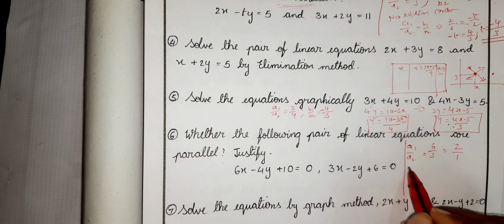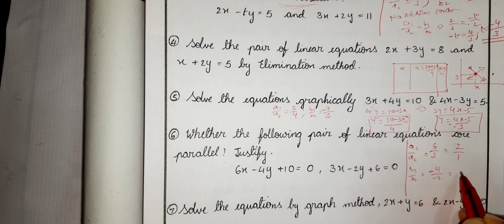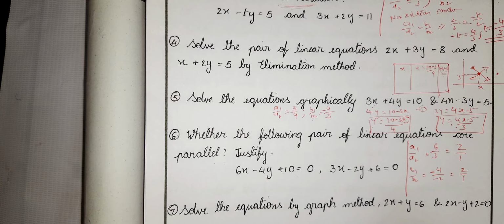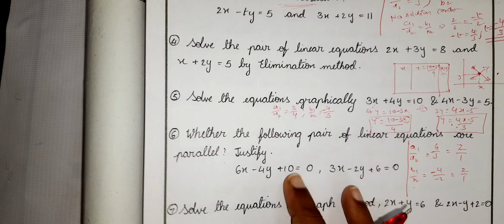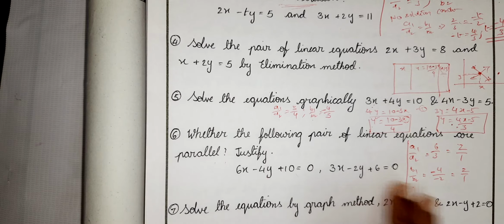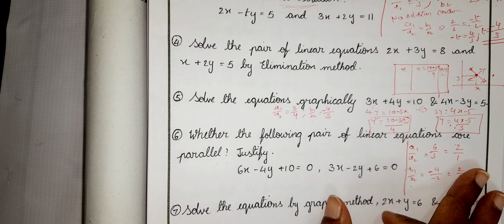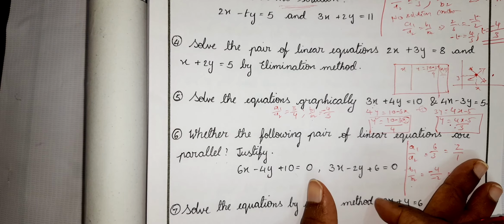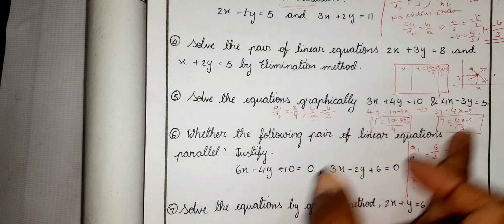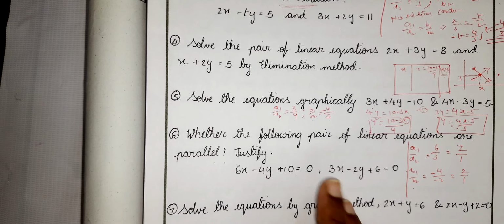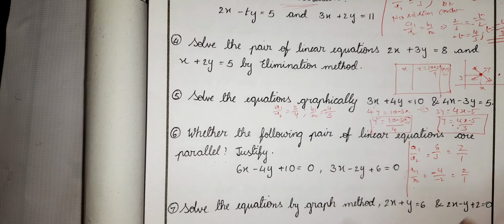Now, b1 by b2. b1 by b2 is minus 4 by minus 2. It is again 2 by 1. Right, a1 by a2 is equal to b1 by b2. Now we have to check whether c1 by c2 is also equal to 2 or not. If all the three are equal, then the lines are coincident lines or dependent lines. That means they are collinear. Along the same line, both will lie. And if c1 by c2 is not equal to 2, then automatically they are parallel lines.